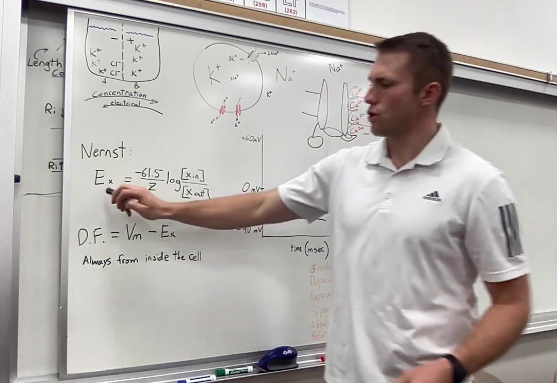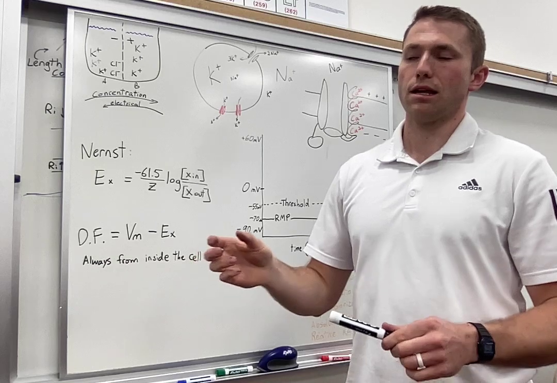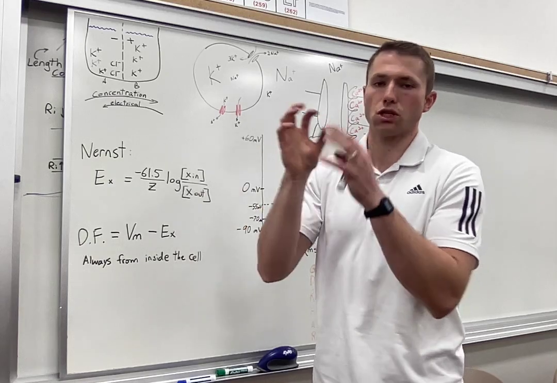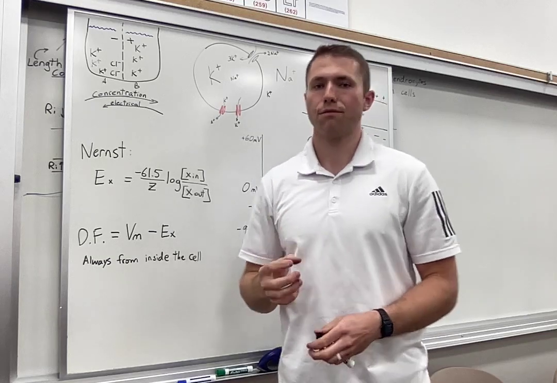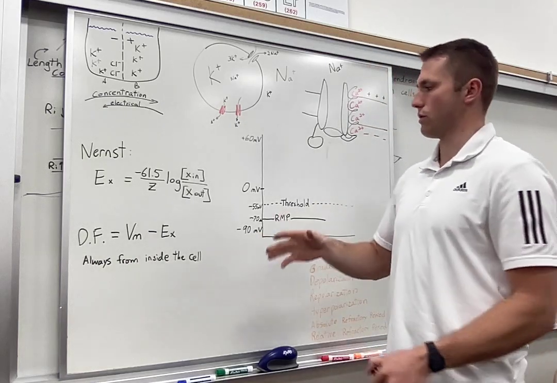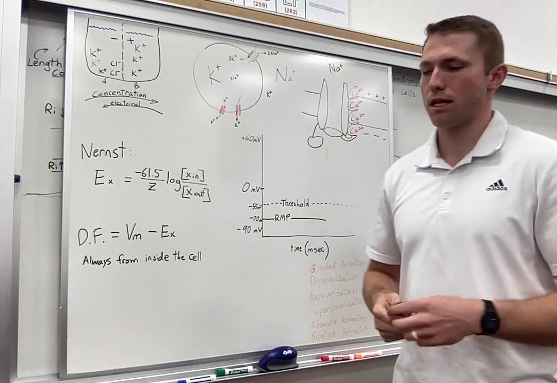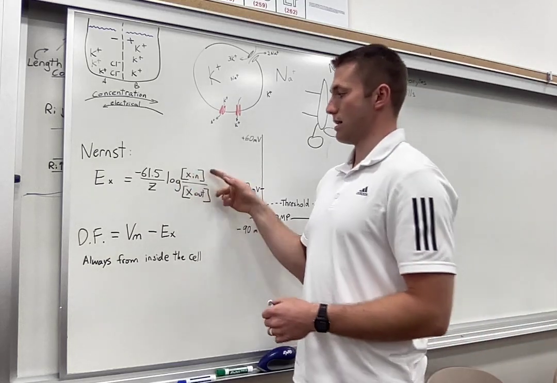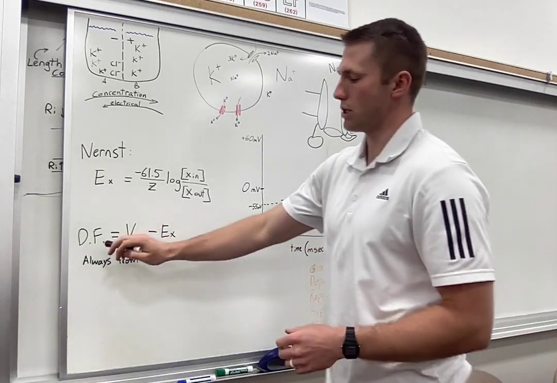So the Nernst potential for each ion is different, specific to each ion, but it's also specific to each system. So that's why muscle cells have a different resting membrane potential, and I'm throwing that word out there even though I haven't really discussed it. That's why heart muscle cells have a different resting membrane potential compared to nerve cells, because they have different concentrations and different ions at play. Okay, so now let's go to driving force.